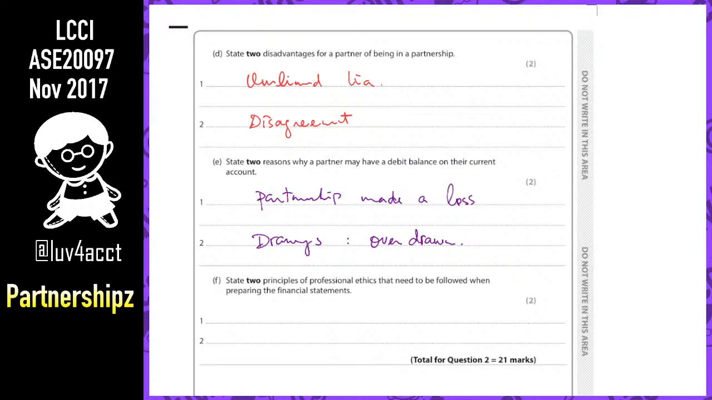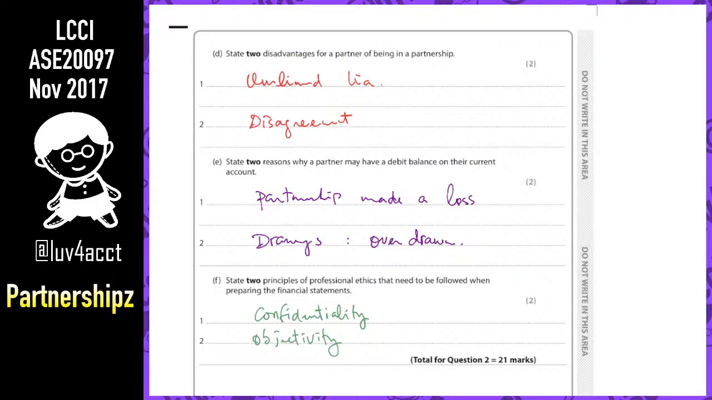State 2 principles of professional ethics. We have a lot of different ones. I'll say confidentiality, and make sure you know how to spell it. Objectivity, professional competence and due care.